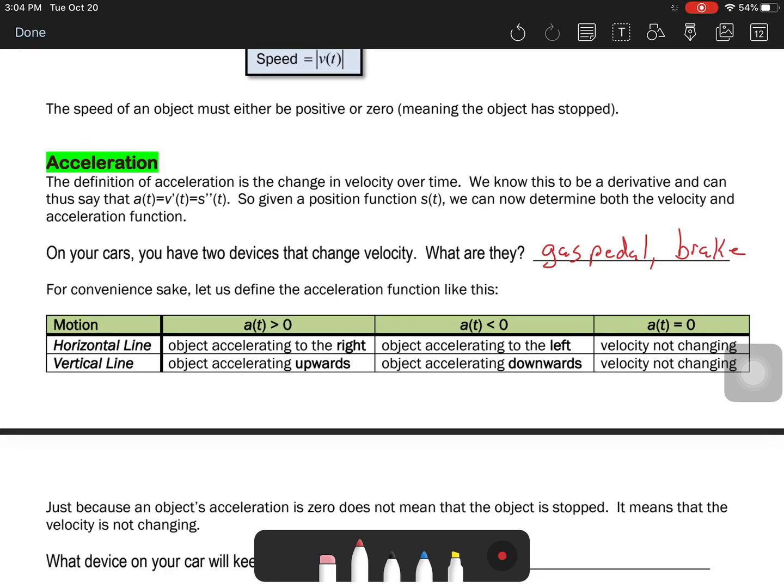So with a horizontal line, if you have a positive acceleration, you're accelerating to the right. If you have a negative acceleration, it's accelerating to the left. And if it's equal to 0, it's not changing. It's a constant velocity. So if acceleration is 0, that doesn't mean it's not moving. It just means your velocity is not changing. So you've got the cruise control, you're just set at a certain speed. With vertical, if you have a positive acceleration, it's accelerating upward. Negative acceleration, it's accelerating downward. And velocity is not changing again.